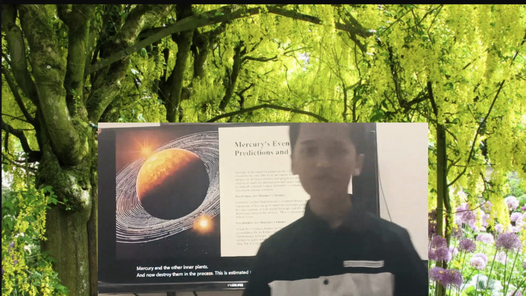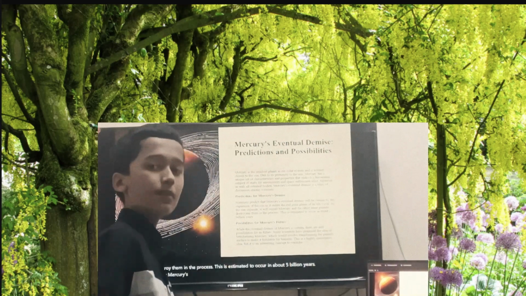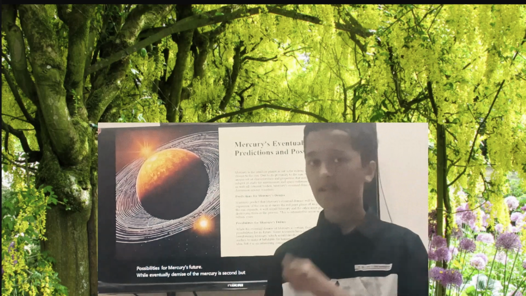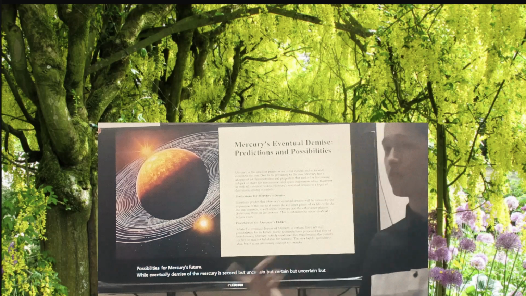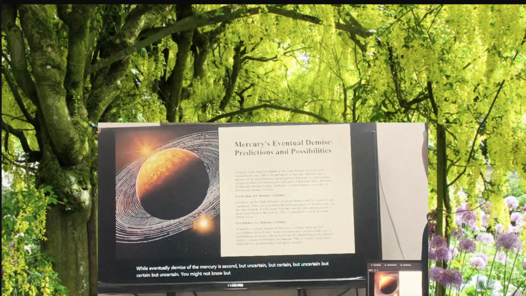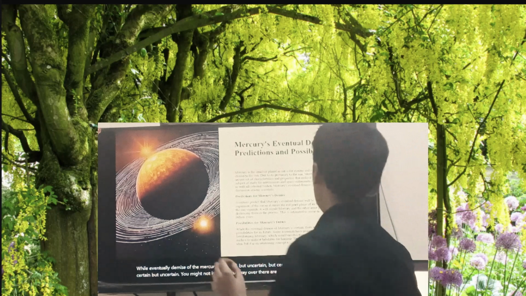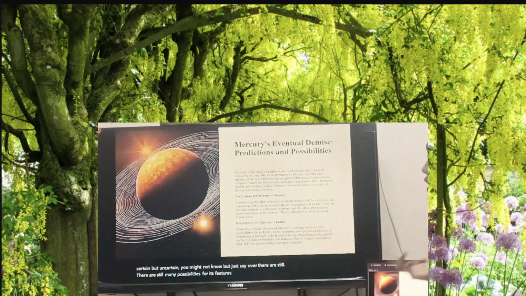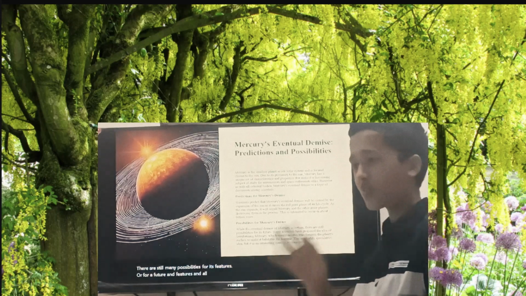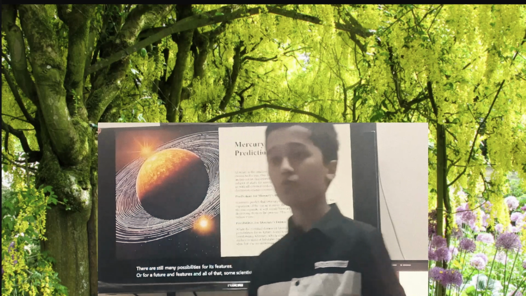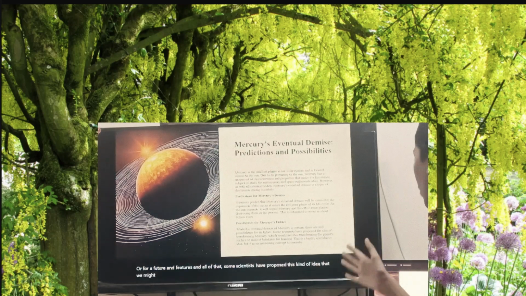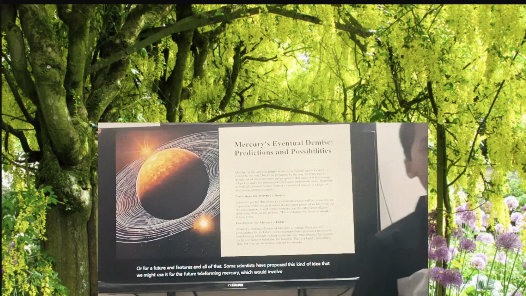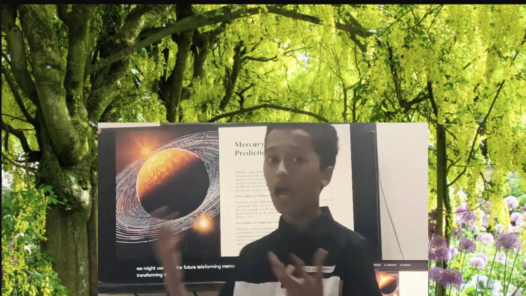Possibilities for Mercury's future. While the eventual demise of Mercury is certain, there are still many possibilities for its future and its features. Some scientists have proposed the idea that we might use it for the future terraforming of Mercury, which would involve the process of transforming the planet's surface to make it habitable for humans.